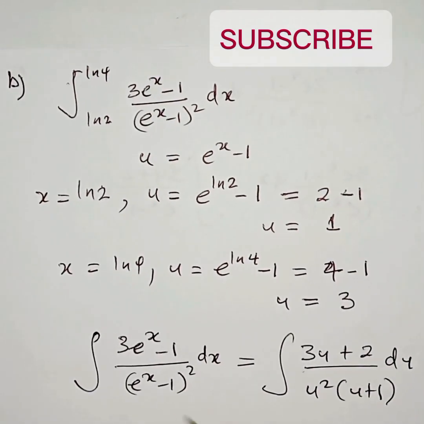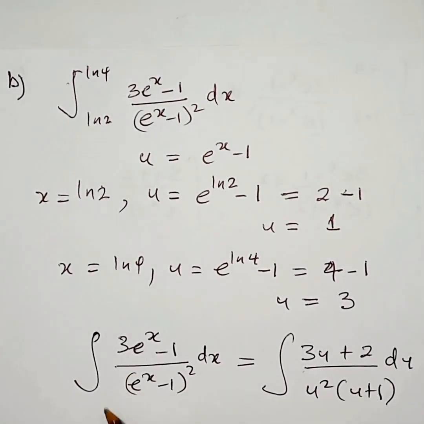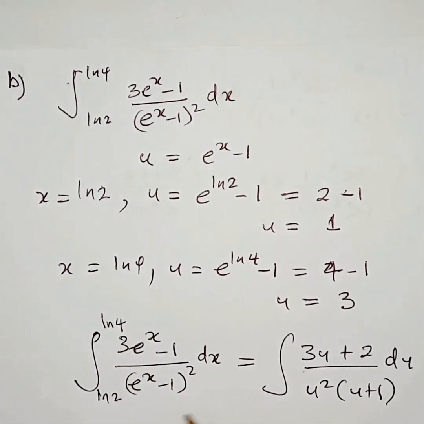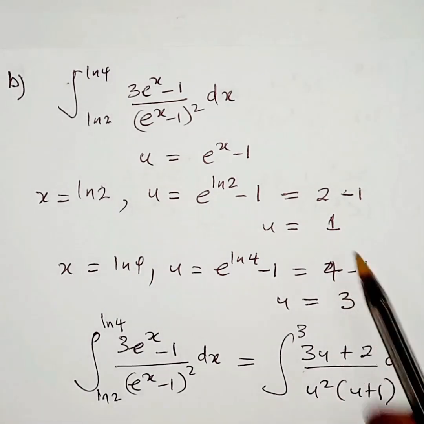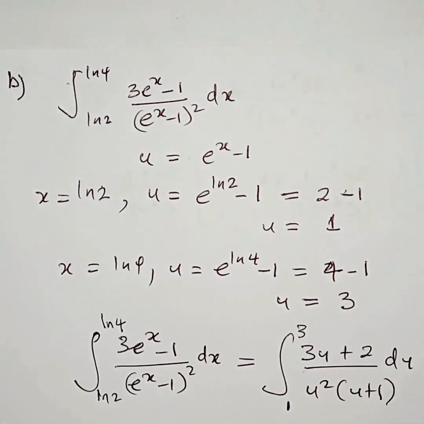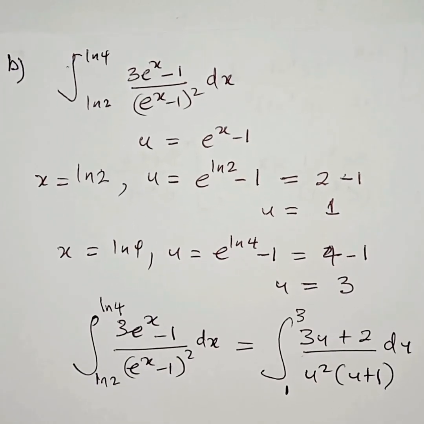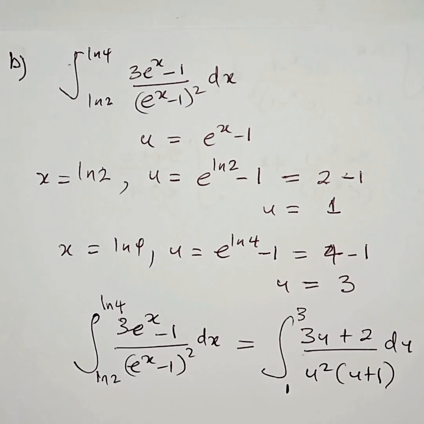Right. Now we are required to evaluate this integral, that is the lower limit of ln 2 and the upper limit of ln 4. So you remember we said the upper limit is 3 and the lower limit is 1. So we are going to evaluate this integral, all right? But we shall need to do integration by using partial fractions. So the main focus for now must be for us to decompose this into partial fractions.